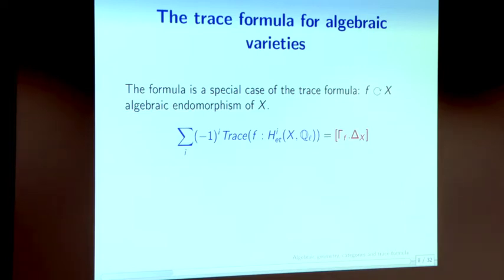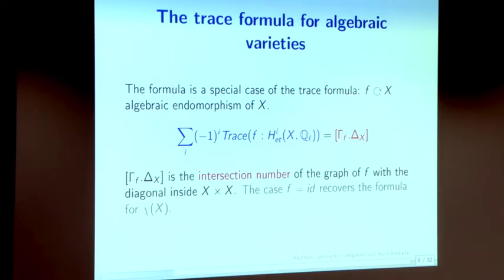Now I have an algebraic variety, but it comes with an endomorphism. So it comes with a map from X to itself, defined by polynomial equations. Then this F acts on the cohomology, and I can evaluate the alternating sum of the trace of F on the cohomology groups. That's on the topological side. And the trace formula tells you that this is given by another number, Γ_F · Δ_X, which is an intersection number of the graph of the endomorphism with the diagonal inside the product.